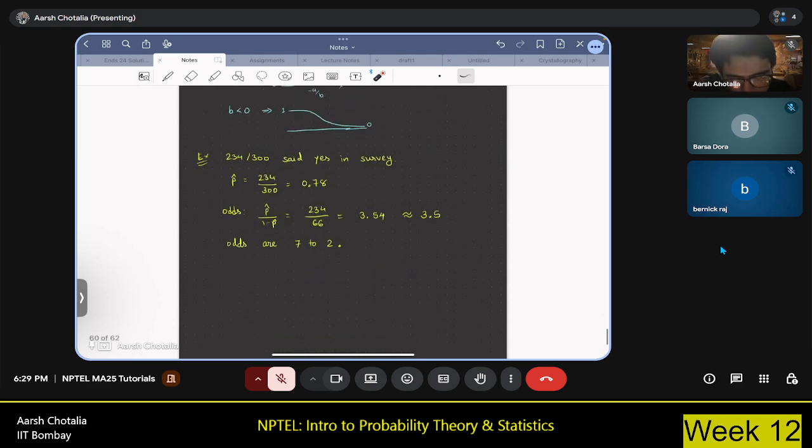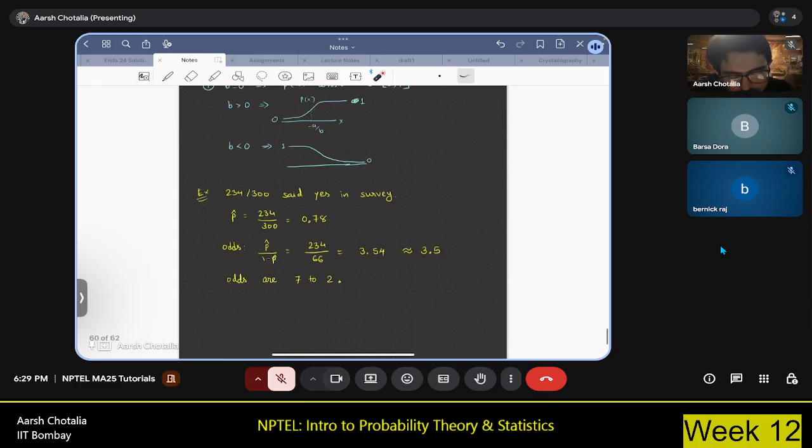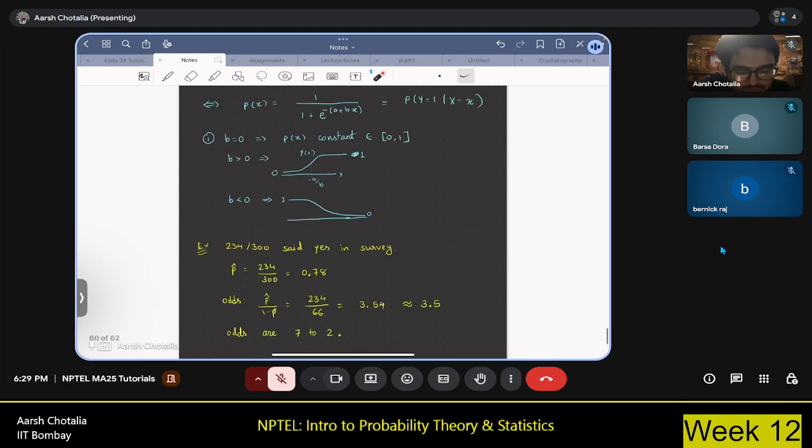All right. So an example of how to calculate odds is that let's say in a survey, 234 out of 300 said yes. So we can calculate odds as the ratio of successes to failures. So 234 divided by the remaining no ones, which are 66. That ratio is very close to 3.5. So you can say that odds are 7 to 2. So that is the language they use.